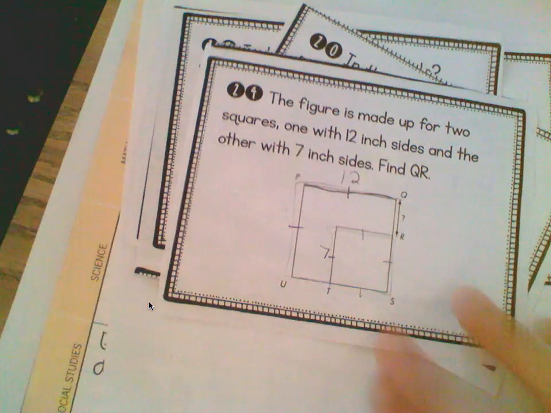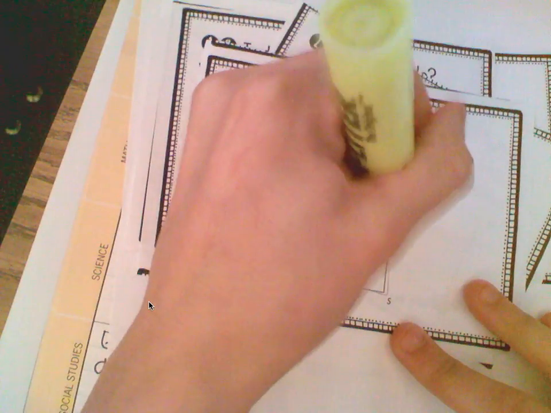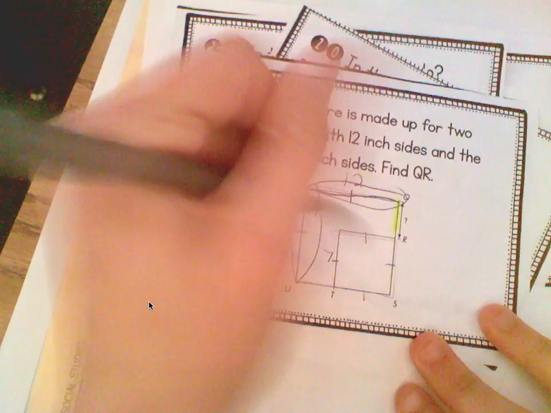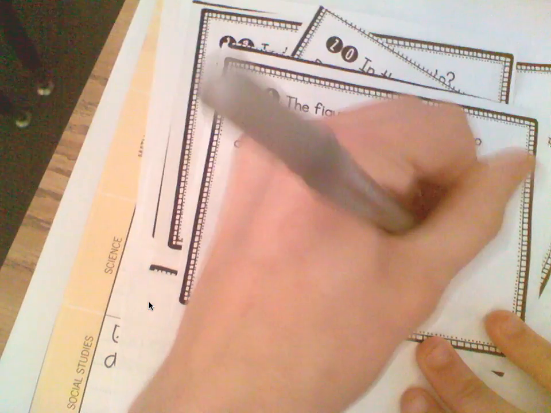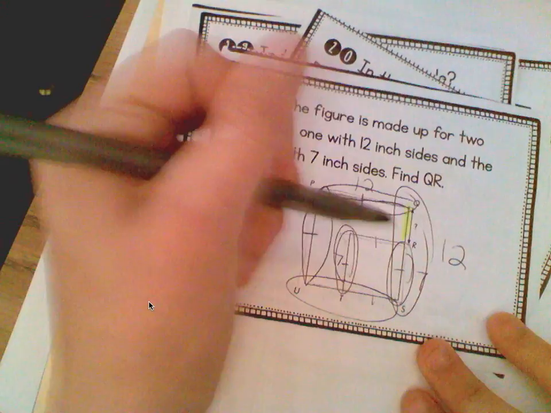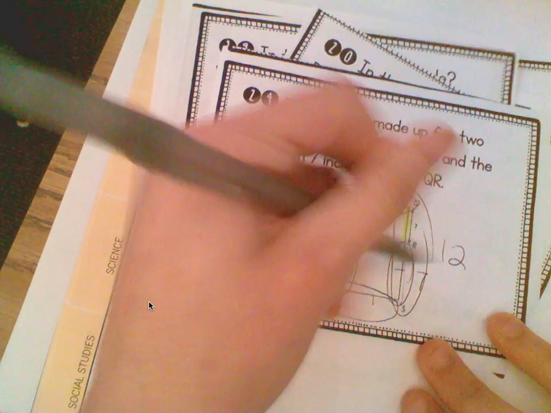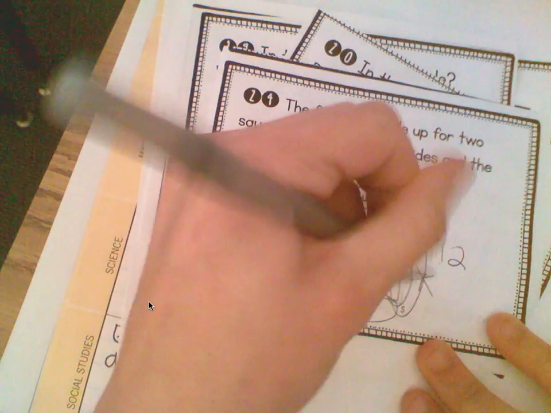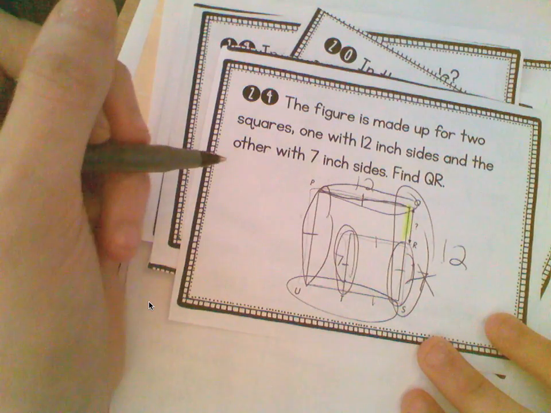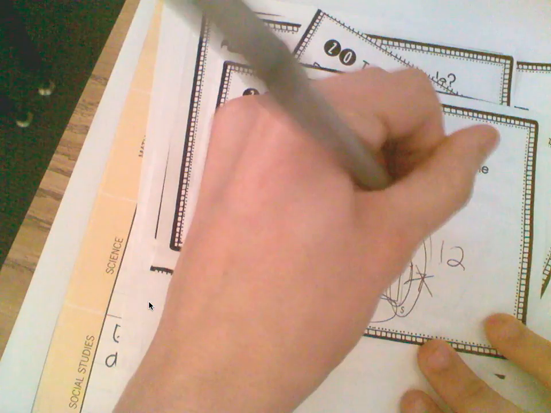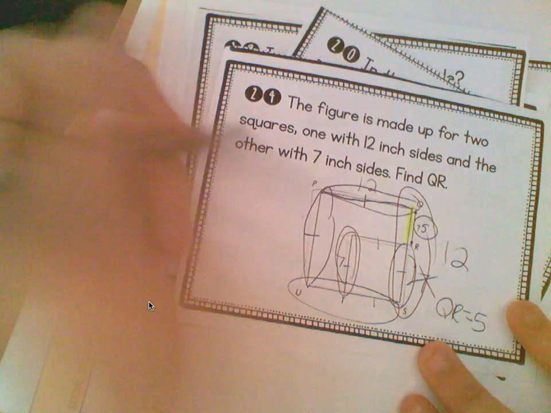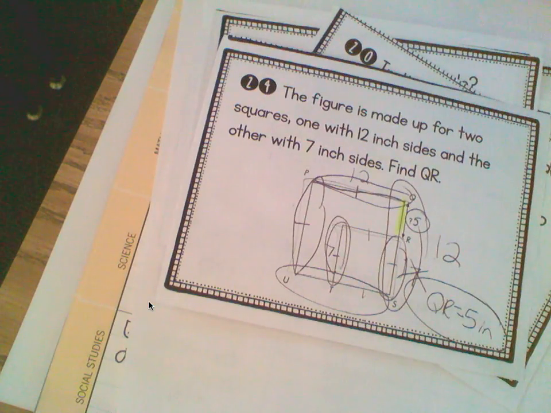Okay. Find QR. Well, this is a big square and this side is 12. I know that all of the sides are 12. So I have 12 here. And if this is the little square, I know this side is 7 and this side is 7. I have a whole and a part and I'm missing another part, so I need to get rid of my one part to find the other. So I'm going to do 12 minus 7. Then I know that QR would be 5. 5 what? Does it say? 5 inches. Always think about your labels, 5 inches.